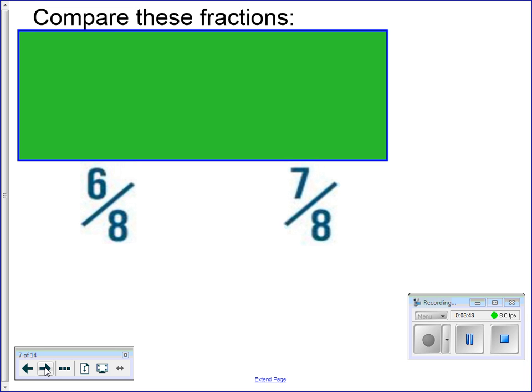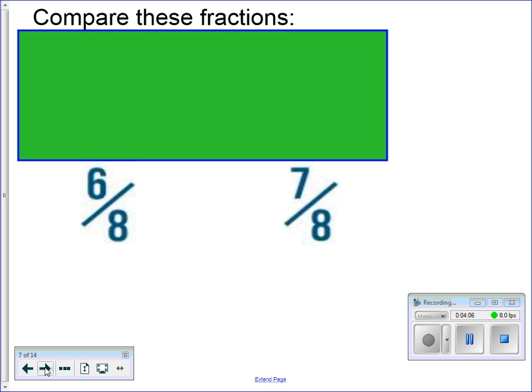So let's go ahead and compare these examples here. We have 6/8 and 7/8. When you're comparing fractions, you have to remember to look at both the numerator and the denominator, okay? If the fractions have the same denominator, like we do in this example, they both have 8 in the denominator, then we can say that they have like denominators.